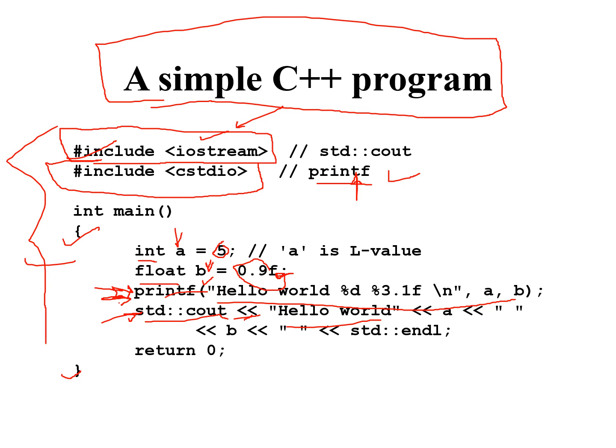After hello world, a's value is going to be printed, and after that a space, and then b's value is going to be printed, and at the end this std endl. This endl makes sure that nothing else is printed in the present line after this. If you want to print any other thing, it will be printed in the next line. So after the successful completion of the main function, it is going to return you a 0. That's it.